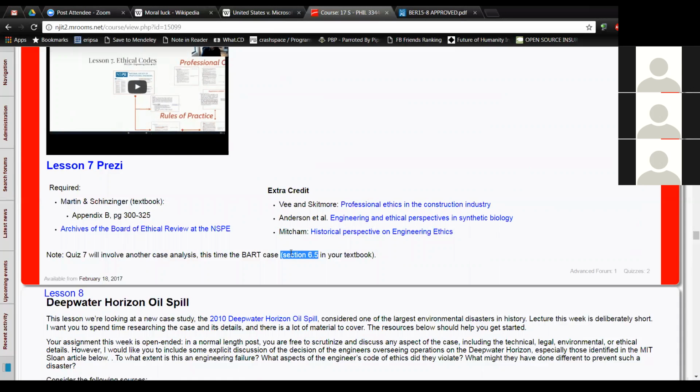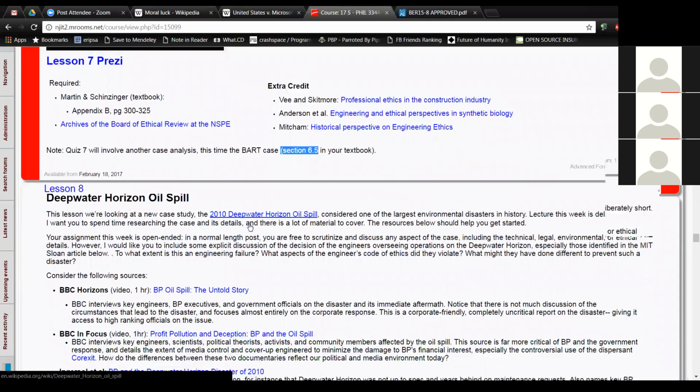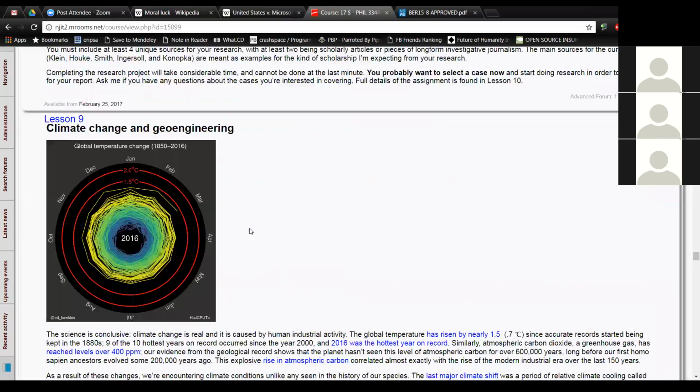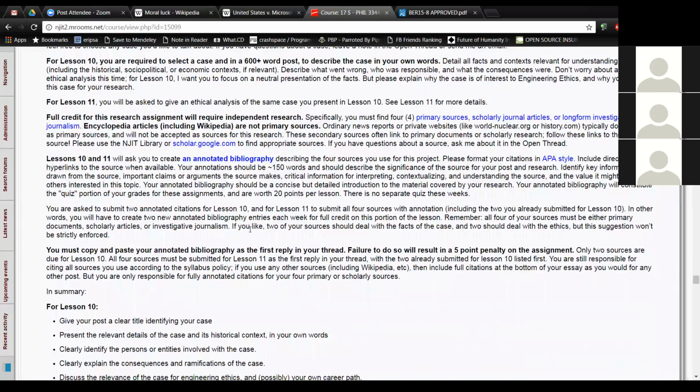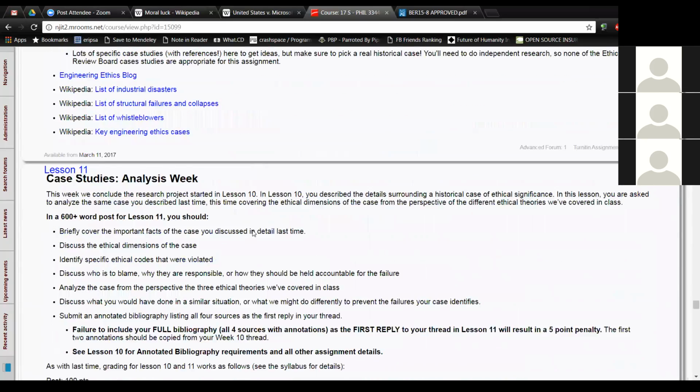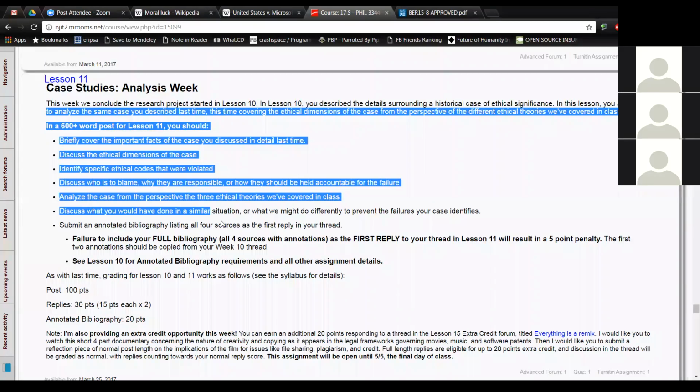No right or wrong answers, it's just, do you do a decent job considering the case? This is all supposed to prepare us a little bit for our lesson 11 assignment, where you're giving an analysis of the case that you do research on yourself.